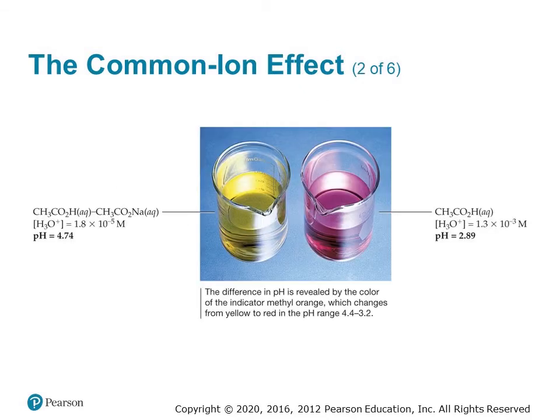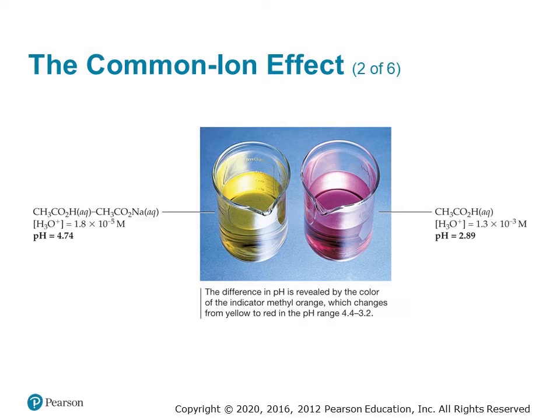Both of these beakers contain an indicator called methyl orange, which is red at or below pH 3 and yellow at or above pH 4.5. The beaker on the right contains only 0.1 molar acetic acid, while the beaker on the left contains 0.1 molar acetic acid and 0.1 molar sodium acetate. The beaker with only the acetic acid has a pH of 2.89, while the acetic acid-sodium acetate mixture has a pH of 4.74.